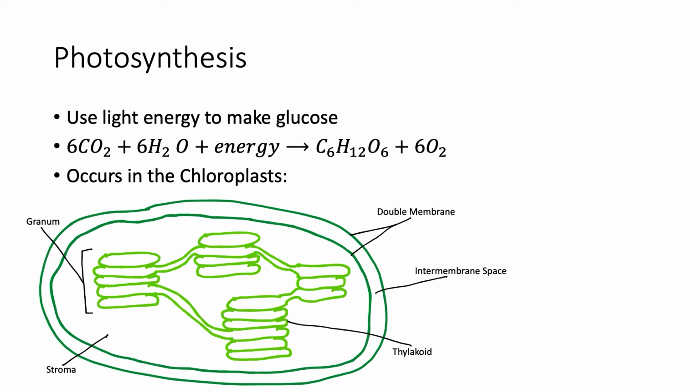Now, the main structure in the chloroplast are the thylakoid membranes, which are these lighter green stacked structures, and they come in these stacks called grana. Finally, the gel-like substance between the thylakoid membranes, which is really everything else in the chloroplast, is called the stroma.